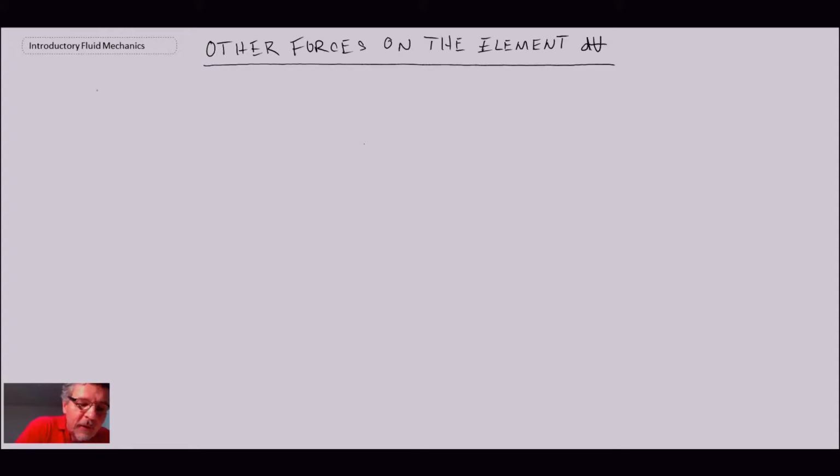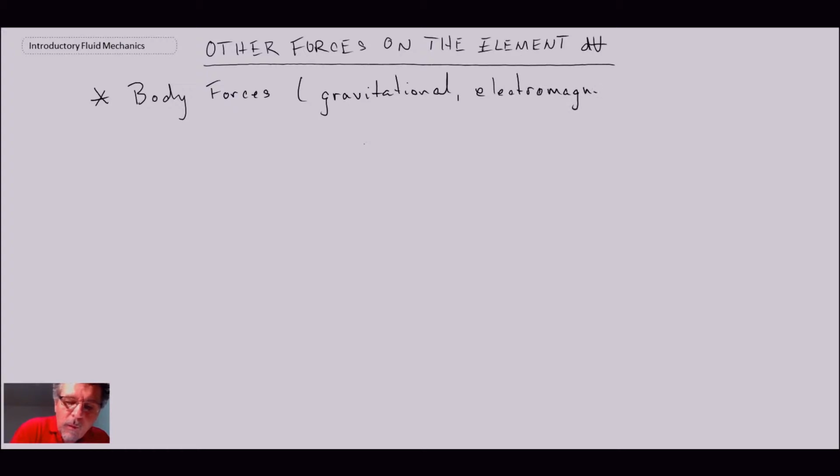There are a couple of other forces that can exist on the chunk of fluid. First of all, we have body forces. One of the most common ones is gravity, or the gravitational body force. But we could have others. There could be electromagnetic, or other forms of body force. We'll look at the gravitational body force here, because that's the most common one.